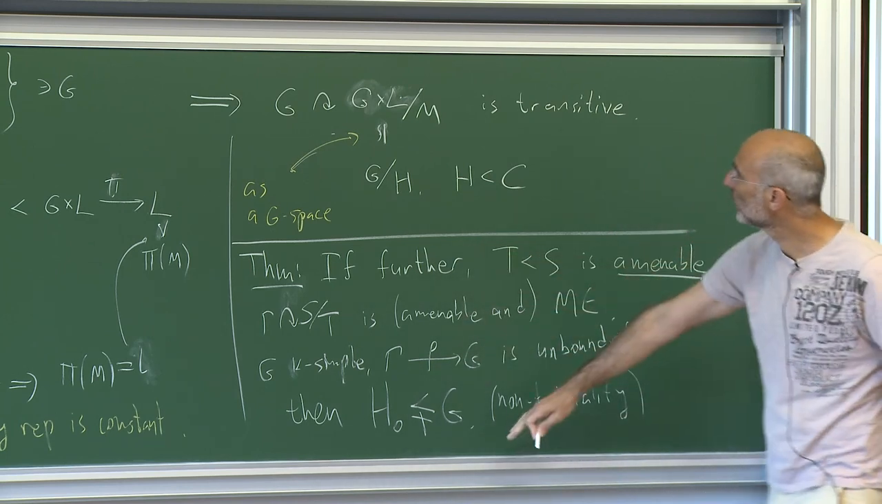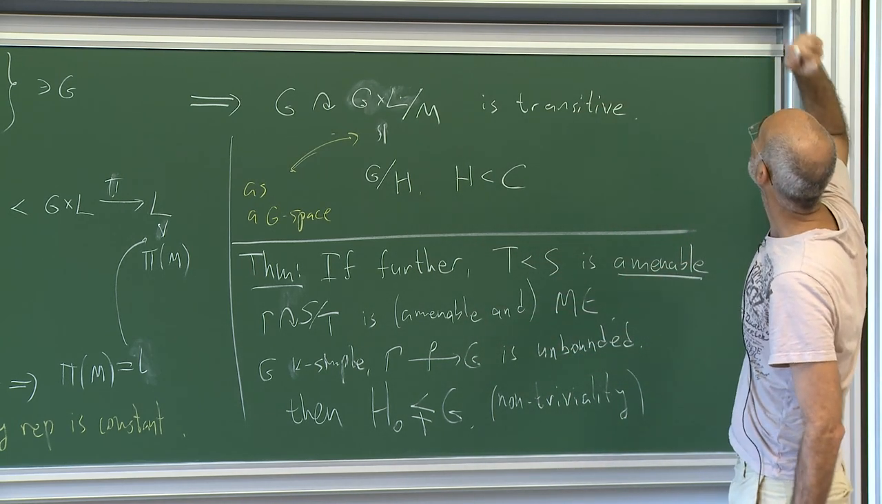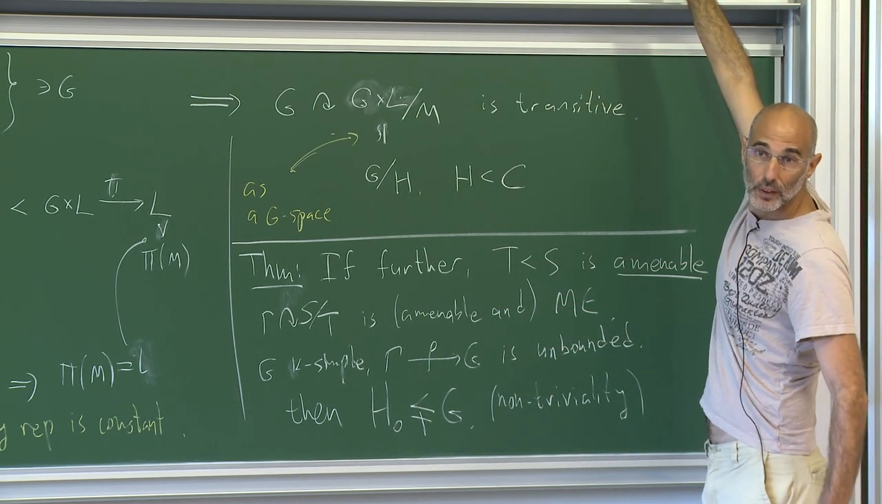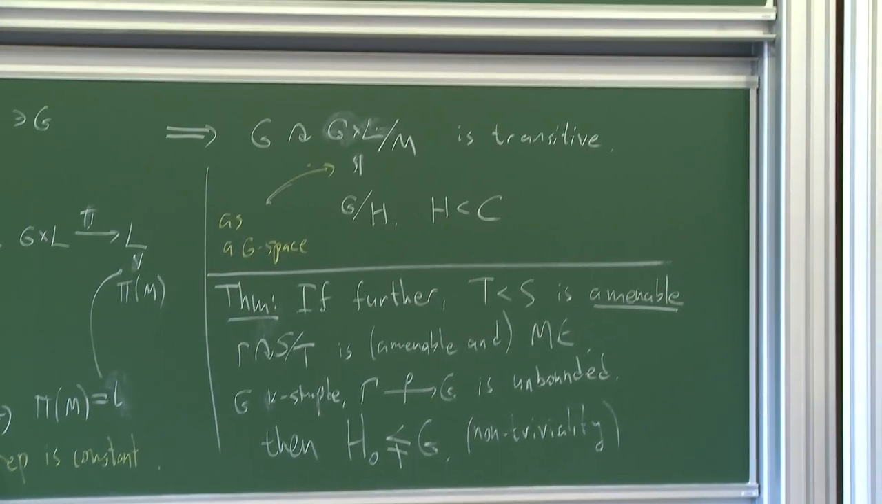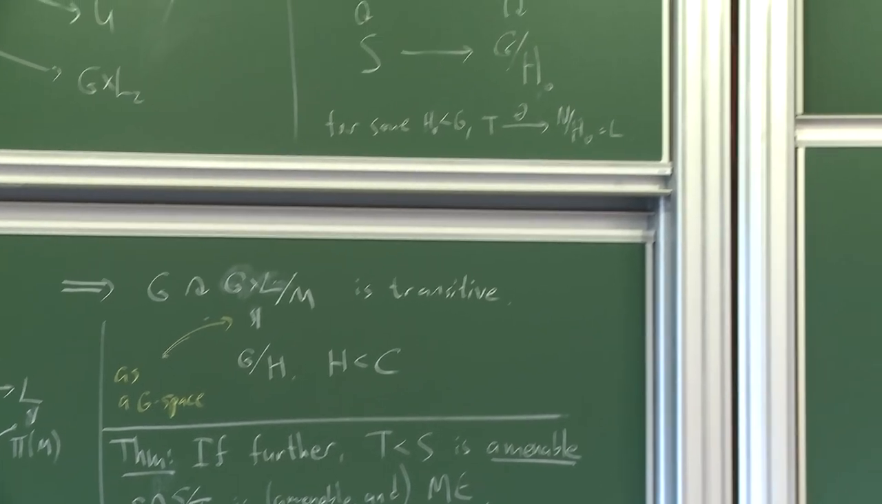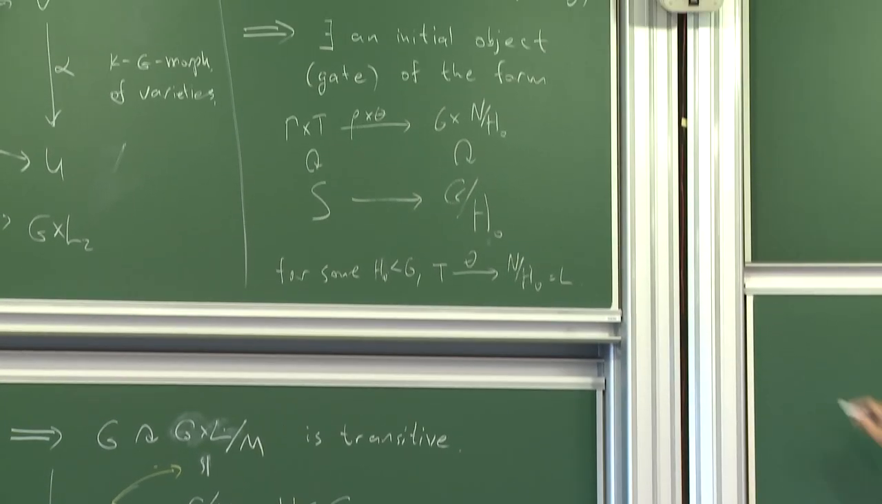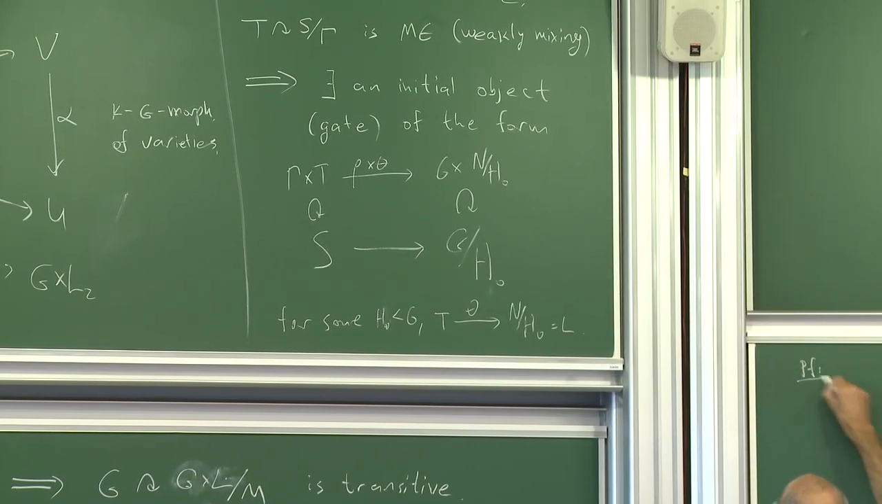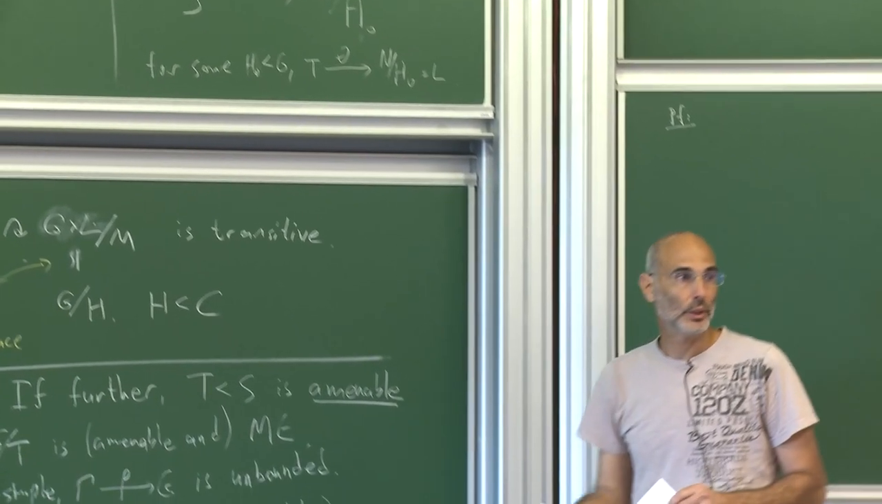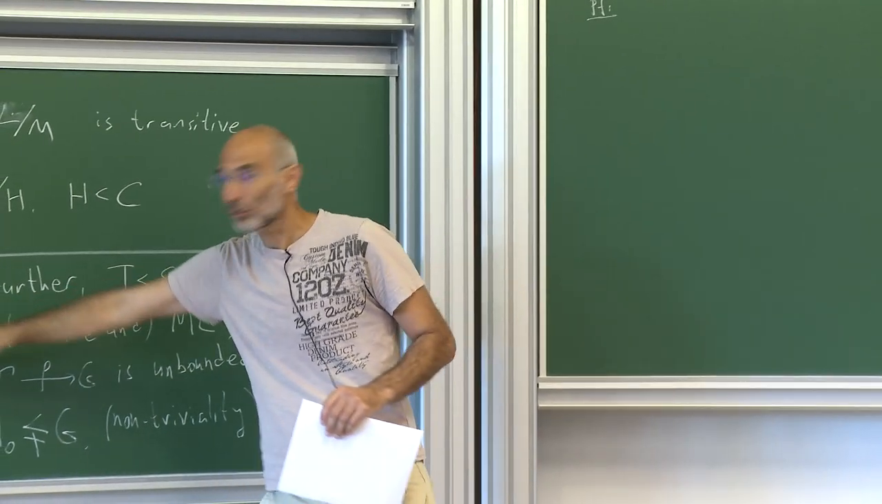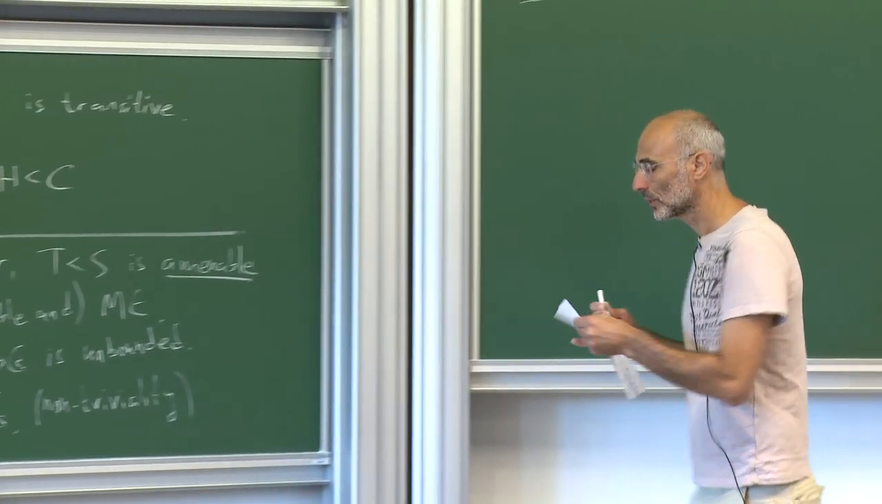These are all assumptions to get that this G mod H0 is not a point. And the proof is very easy given what we've done before. I mean, those many assumptions are just the assumption to treat the representation of S mod T as a gamma space.